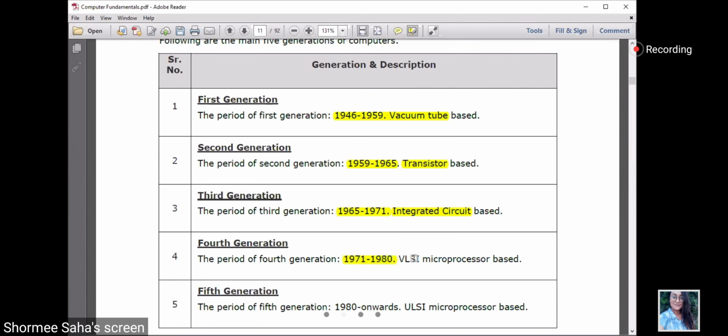The fourth generation was 71 to 80 and VLSI microprocessor. VLSI, very large scale integration. Okay, so this was the microprocessor based, and now 82 onwards, these days the computers that we are using are actually the 5th generation computer.